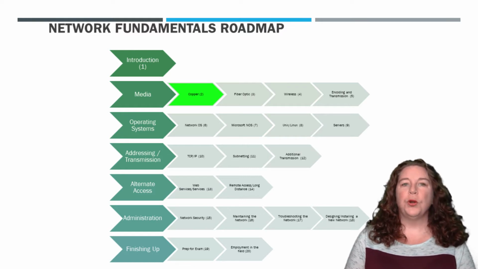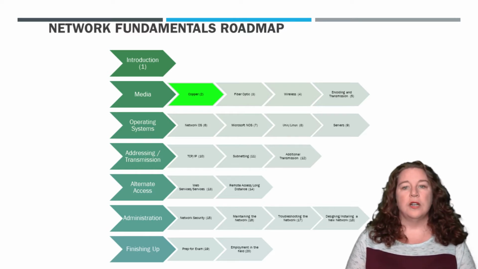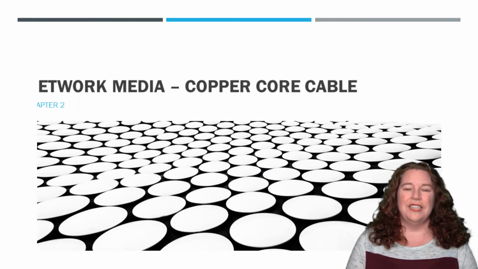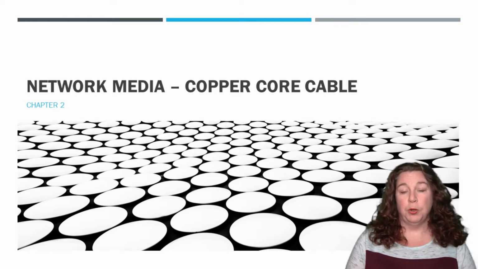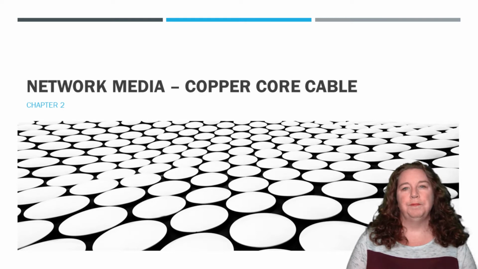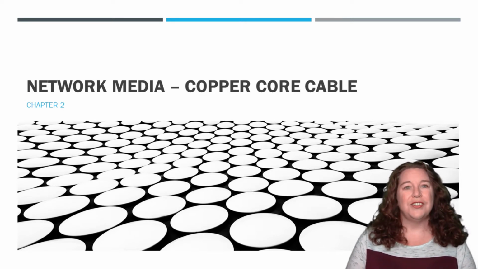In this chapter, we're going to start in on our 4-chapter series on media options. This one's going to cover copper core cable. We're then going to move on to fiber optics, wireless, and then transmission options. In Chapter 2, we're going to cover lots of different things about copper core cable. You may know it as coax or twisted pair. These are your options for copper core. So let's get started.